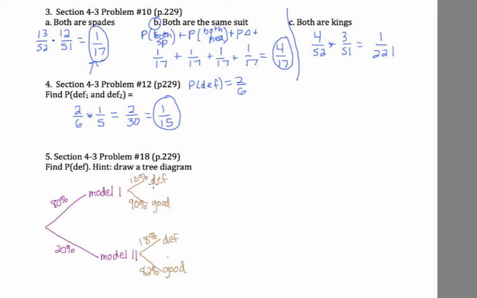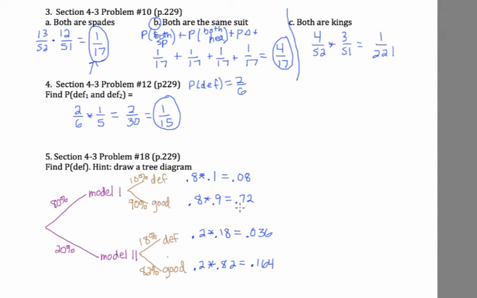10% of Model 1 defective, that means 90% is good. 18% of Model 2 defective, so 82% is good. So now to find out what the percentages are for each of these, let's say I wanted to know Model 1 defective. I would take 0.8 times 0.1, that you're in Model 1 and then you're defective. So that's a 0.08 or 8% chance of being Model 1 and being defective.